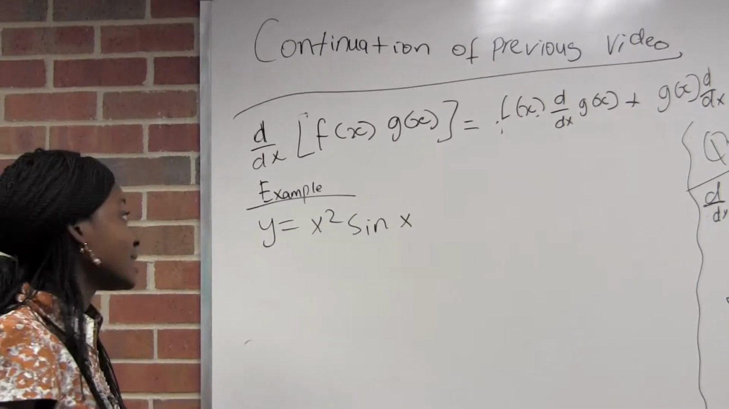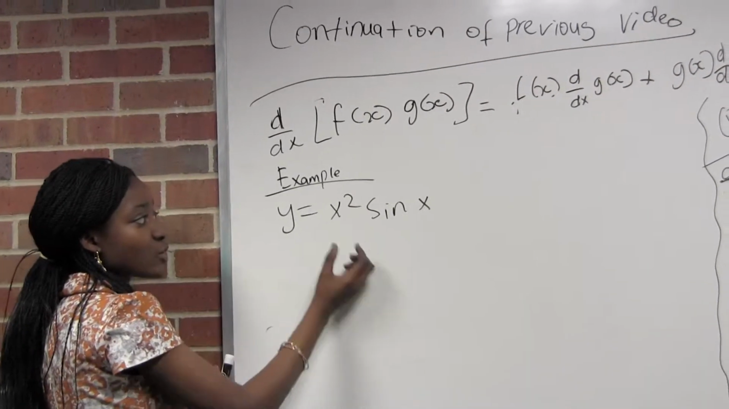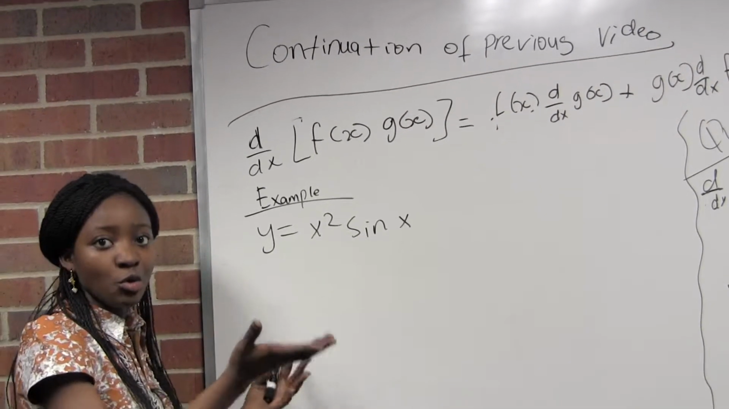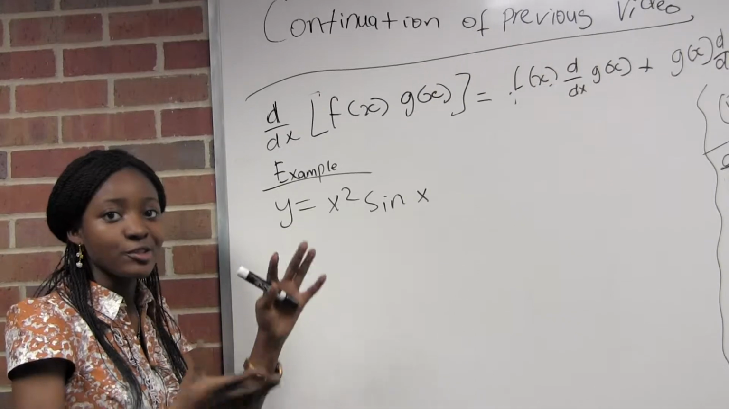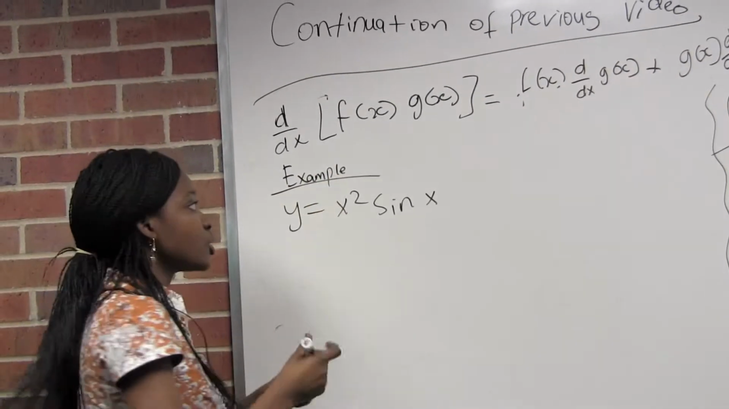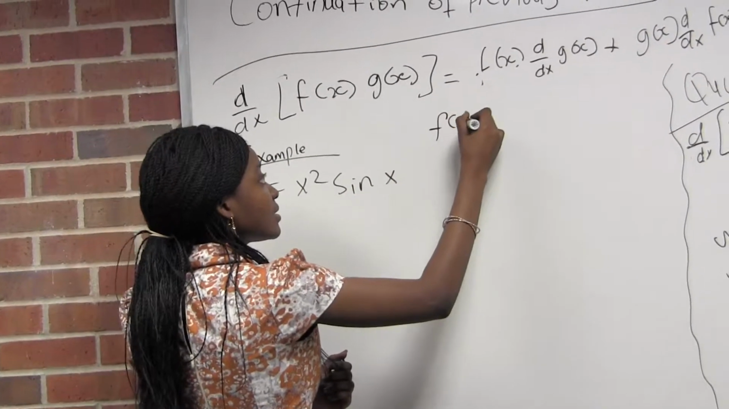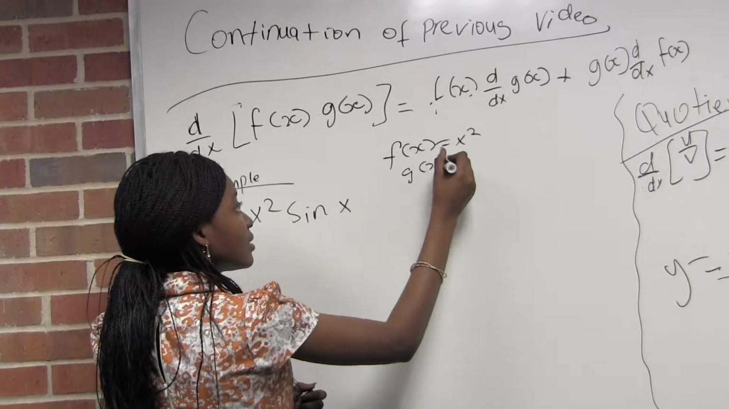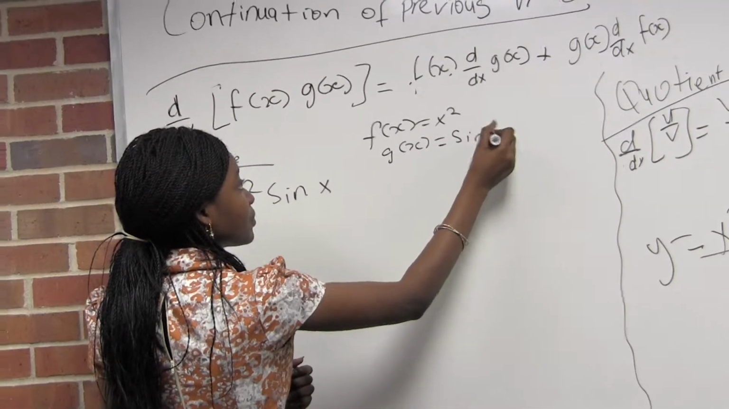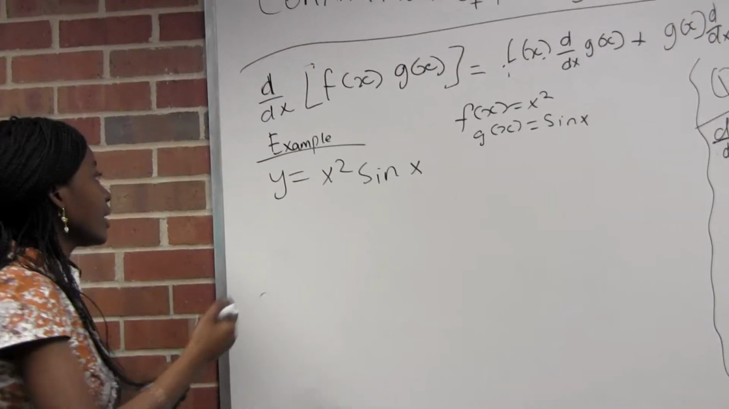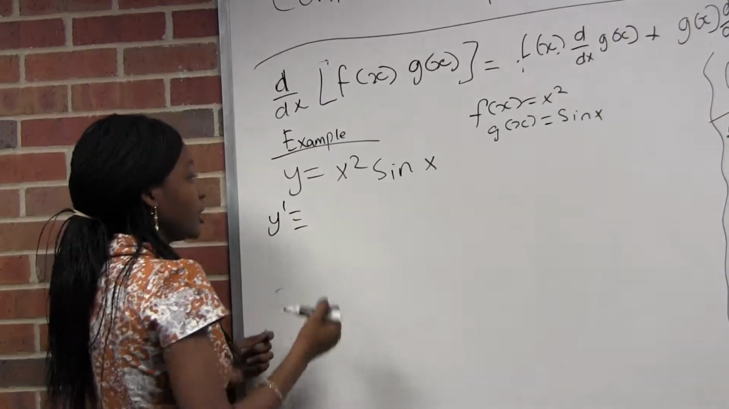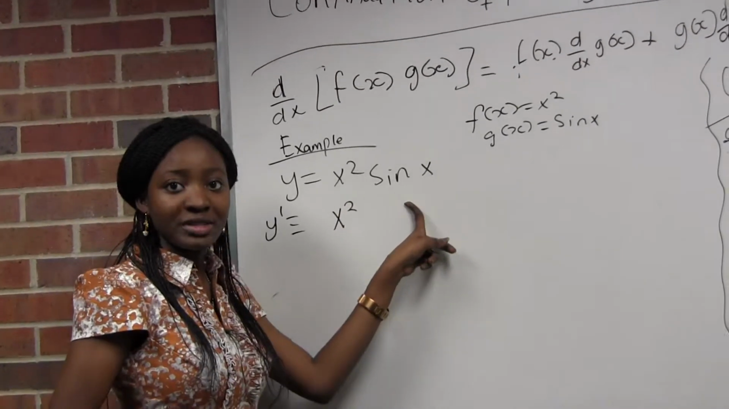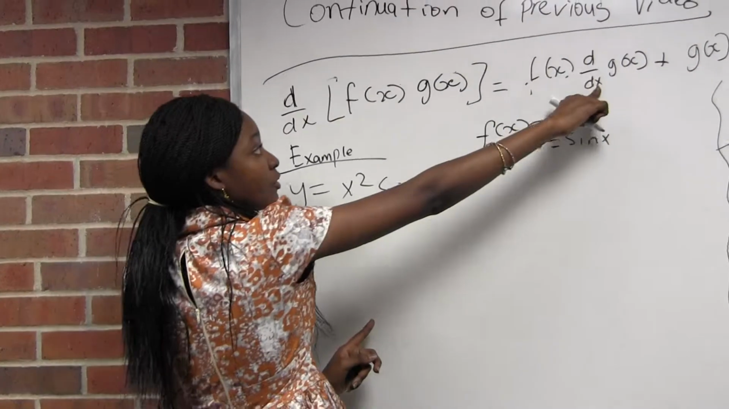So let's get started. Here I have x squared and then I have sine x, right? This shows that it's a product. So to find the derivative of this, I can make use of my product rule. I can assign f of x as x squared to make this easier and g of x as sine x, right? So here my y prime is going to give me x squared multiplied by the derivative of sine x, which is what I have over here.